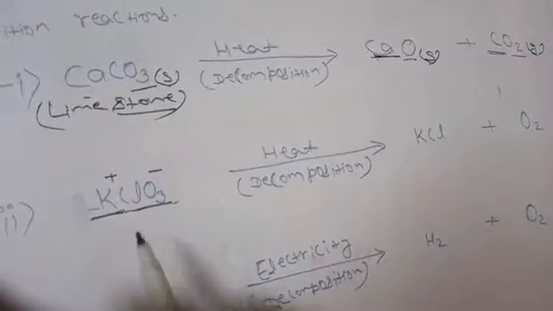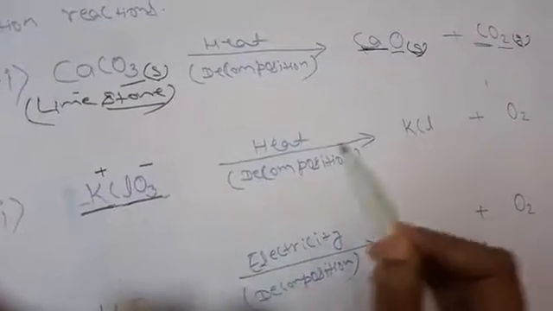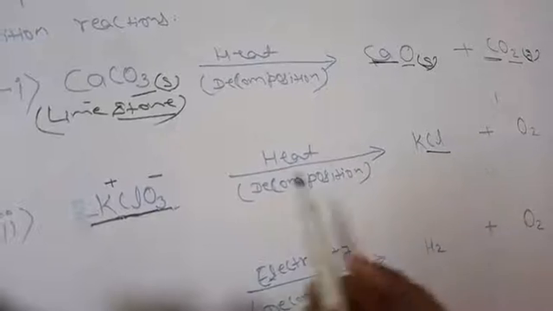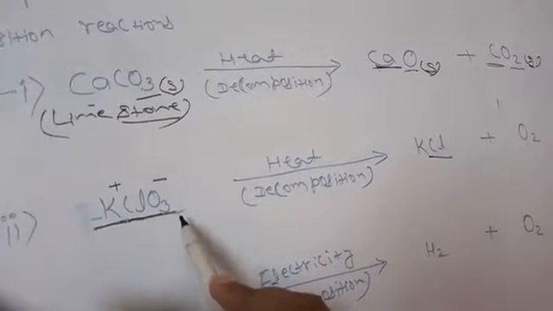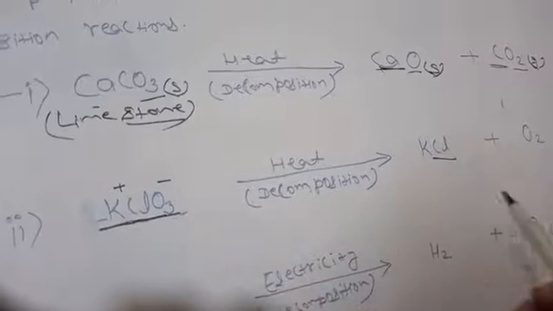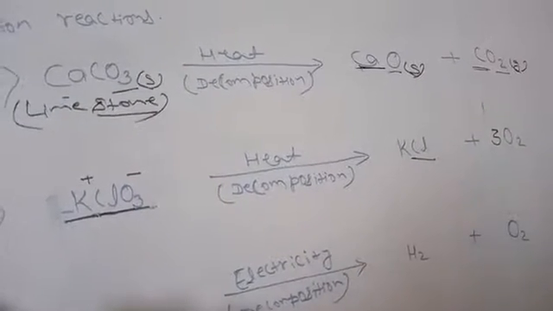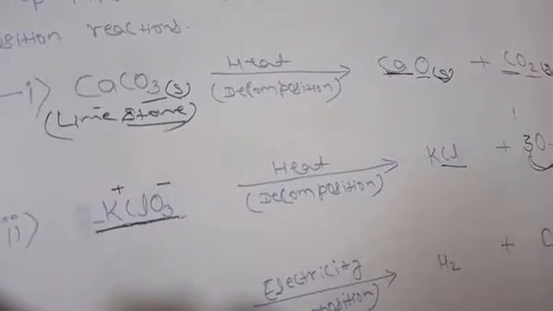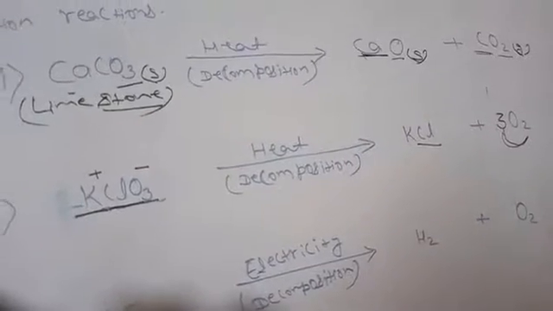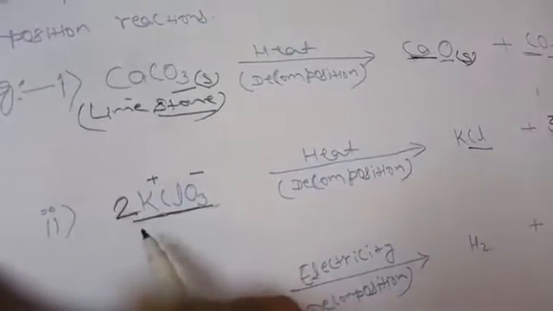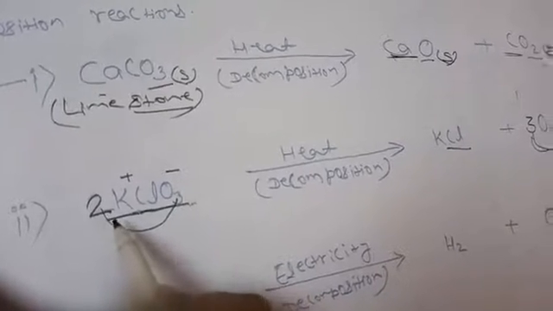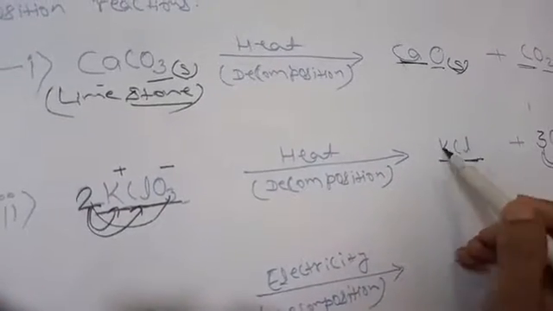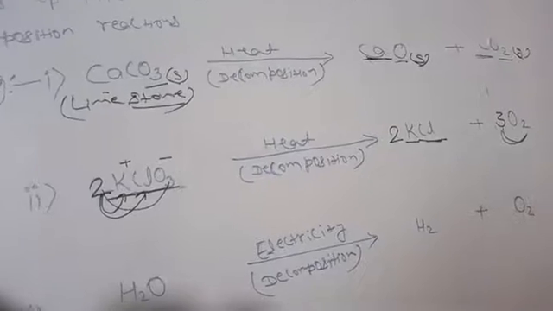Now to balance the equation, you can see here one atom of potassium is present, and here also one atom of potassium is present. Here one atom of chlorine is present, and here also one atom of chlorine is present. Now to balance the oxygen atoms, you can multiply by 3 here. So now there are a total of 6 oxygen atoms here. Now to balance this oxygen again, you can multiply it by 2. Now the oxygen is 6 in total, but potassium is now 2, and chlorine is now 2. So to balance the potassium and chlorine, here we multiplied by 2. Now your equation is balanced.